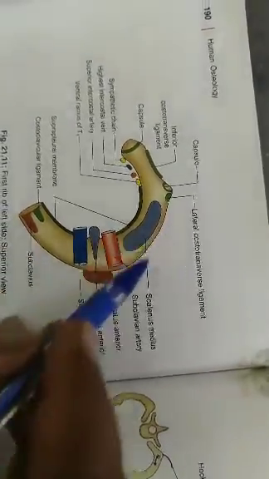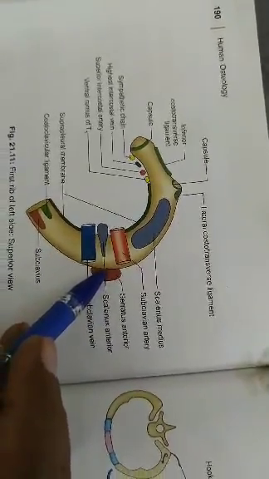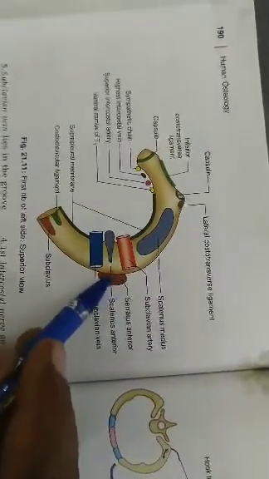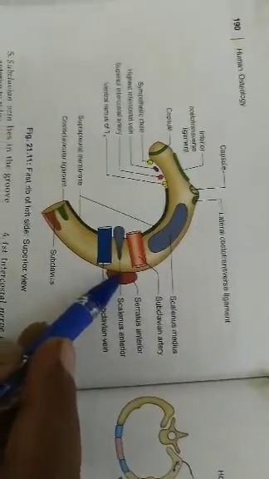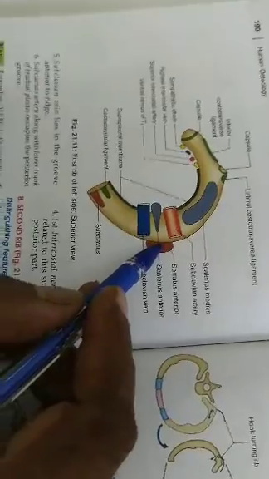Now near about the middle of the rib, on the outer border, there is a rough area which gives attachment to the first digitation of the serratus anterior. So this is called serratus anterior.